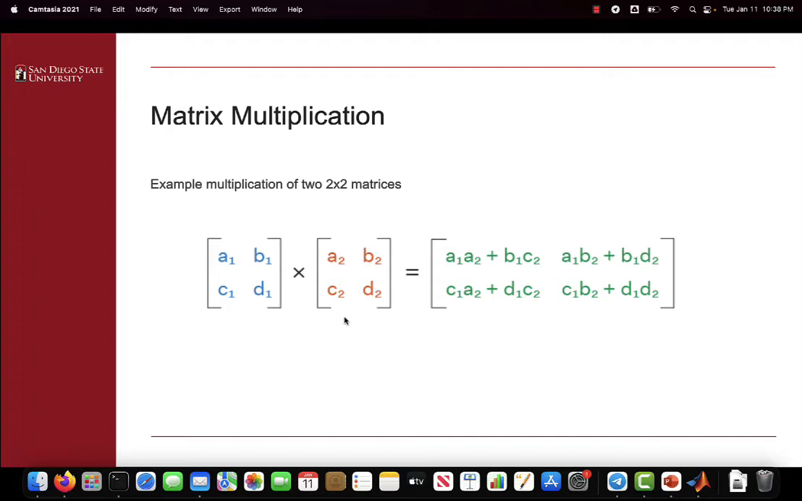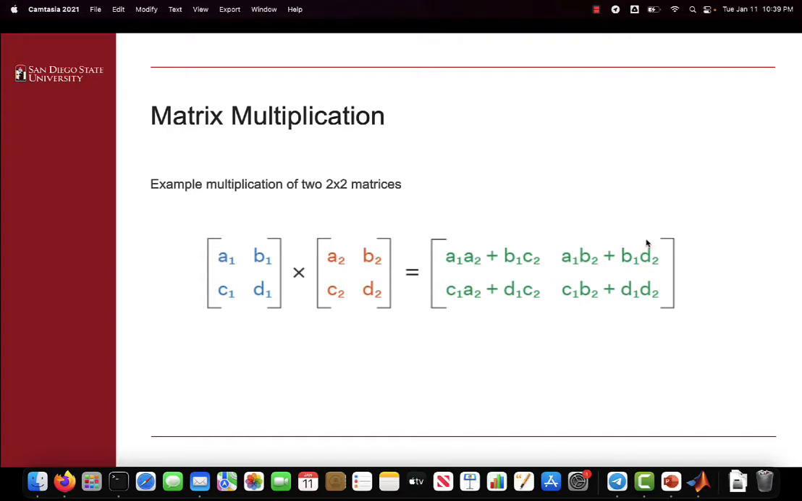We need to multiply rows of the first matrix and the columns of the second matrix. In here, if we multiply the first row of the first matrix and the first column of the second matrix, our result will be A1 times A2 plus B1 times C2, as you can see here. That is the first row and first column of the result matrix, you can see that.